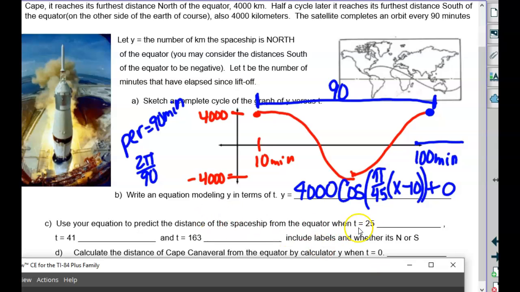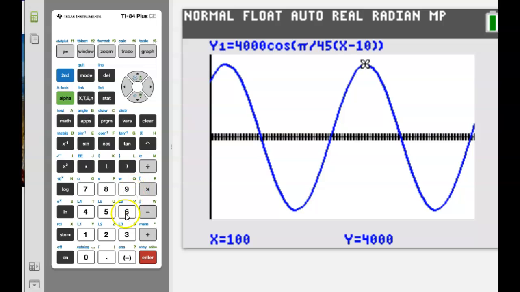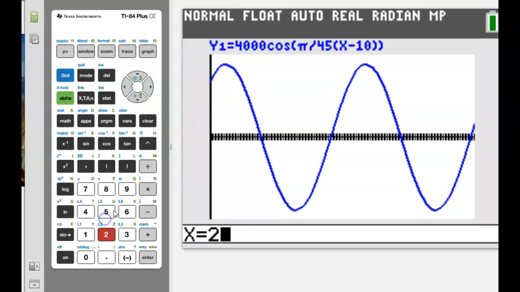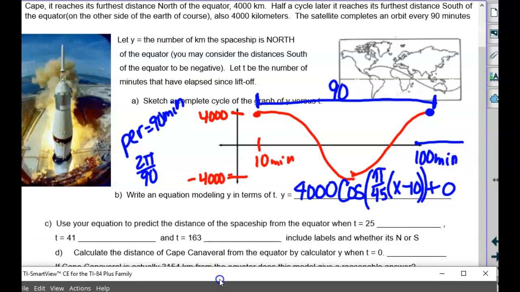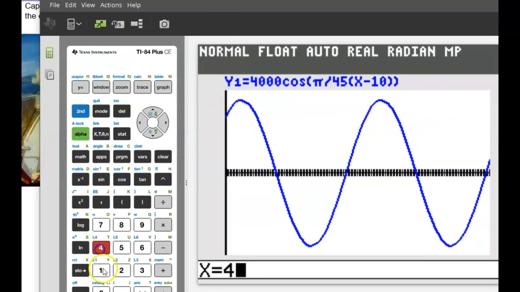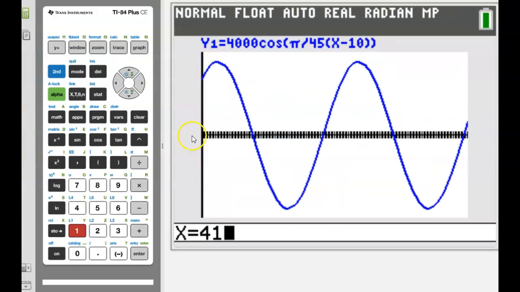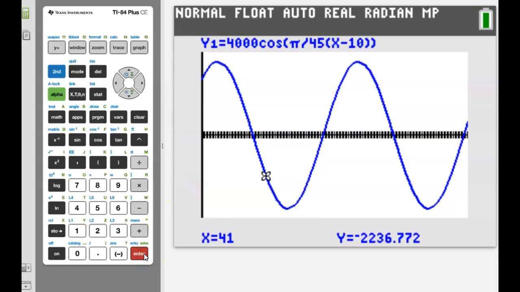I'm supposed to predict its distance from the equator, include labels of north or south. So at 25 minutes, it is 2,000 north. Is that what you got? And what's the next one they ask for? 41 minutes in. It is 2237 south.